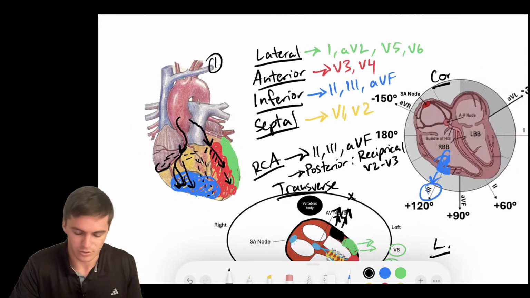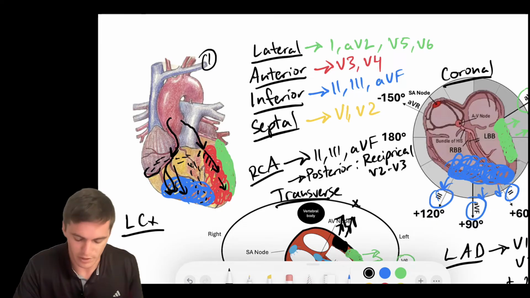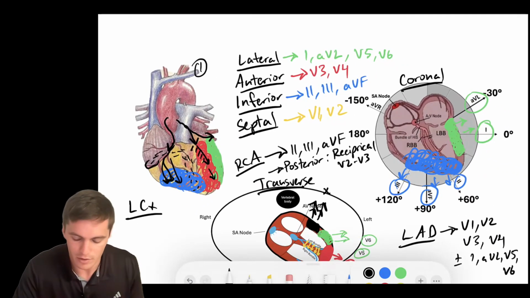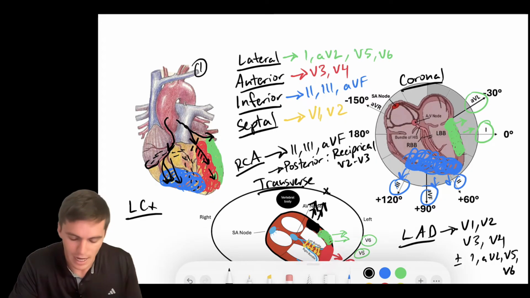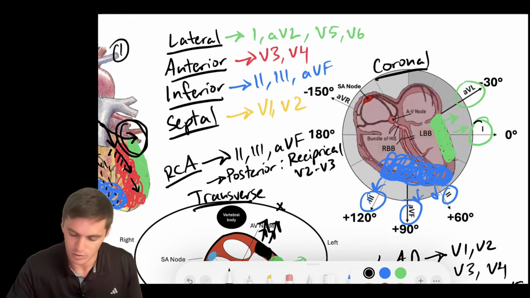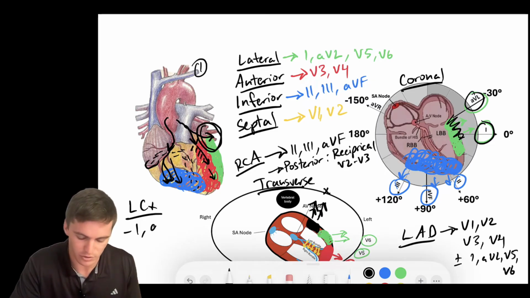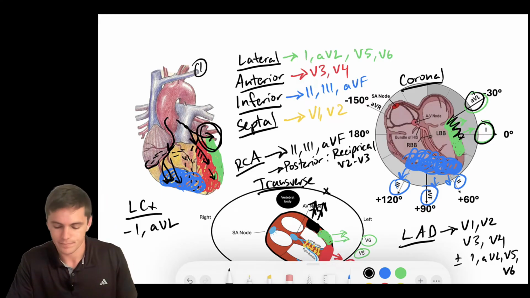The last vessel is going to be our left circumflex. I'm going to draw this one right here, left circumflex. And the left circumflex, remember, branches off of the left main coronary artery. And it wraps around to this high lateral region, right? So this region is going to be really supplied. So really the high lateral leads, which if we look here, we've got lead 1 and AVL that are kind of on the high lateral. So we would call those high lateral leads. So left circumflex, you're going to see definitely 1 and AVL most of the time.